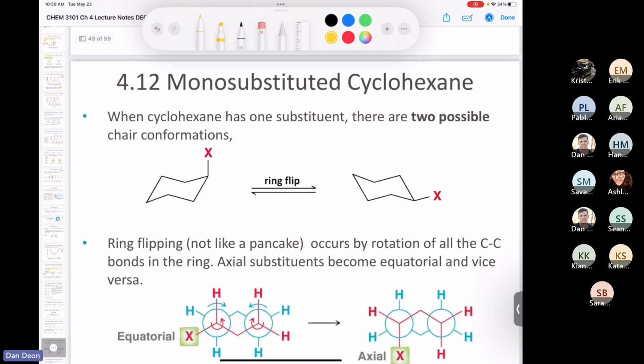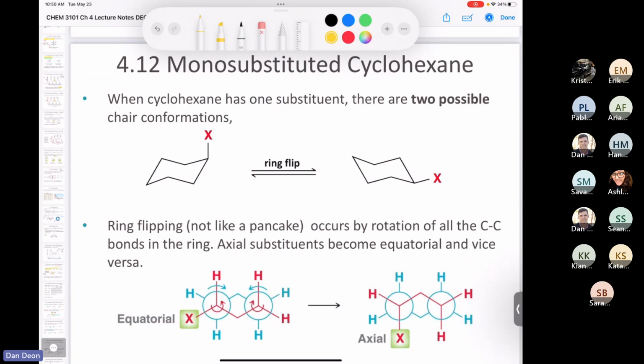So if we go back to the idea of flipping the ring, remember, when you're flipping a ring, you are not flipping it like a pancake. What you're actually doing is rotating sigma bonds. So when you flip a ring, anything that's axial, so you can see that this is going up and axial, anything that's axial becomes equatorial. But the direction does not change.